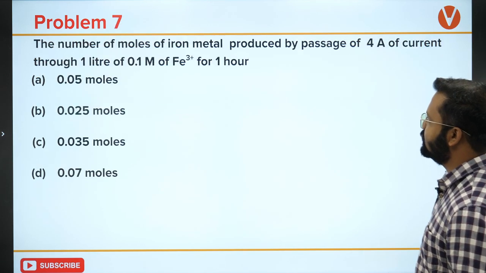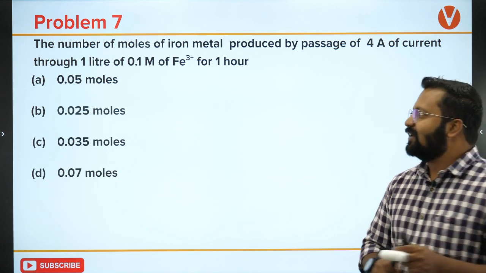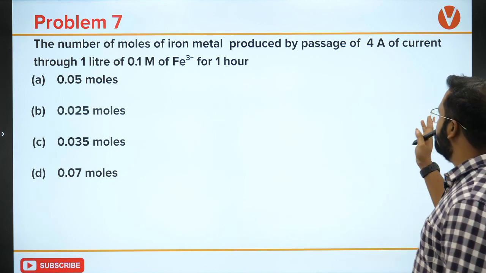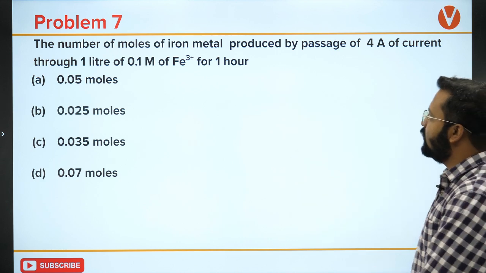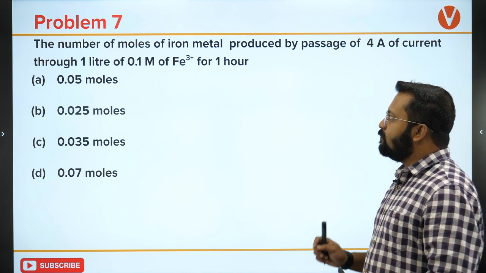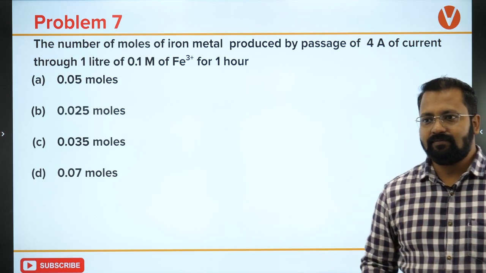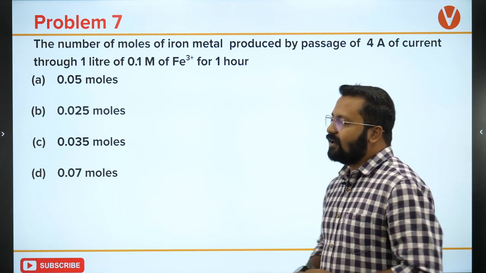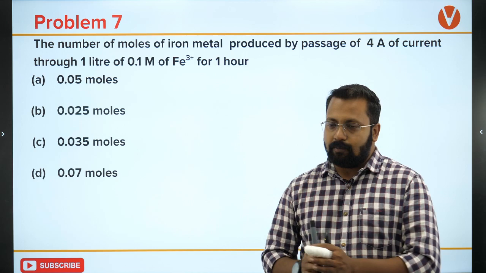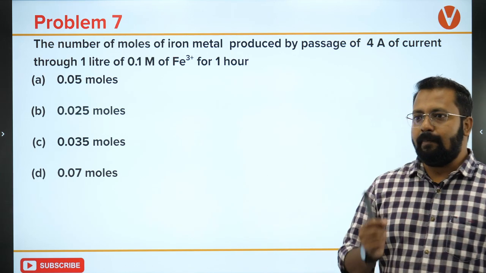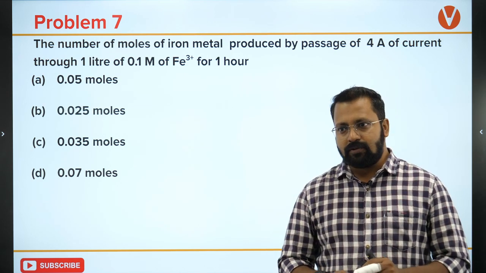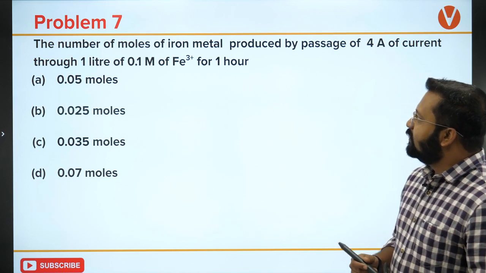Okay, this was the fifth, sixth, seventh. Okay, next question is this: the number of moles of iron metal produced, metal not Fe2 plus or something else, the number of moles of iron metal produced by passage of 4 amperes of current through 1 liter of 0.1 molar Fe3 plus for 1 hour. Okay, for 1 hour we pass current through a solution which contains 0.1 molar solution of Fe3 plus. How much amount of iron metal will be produced? Okay, tell me, what should be the answer?